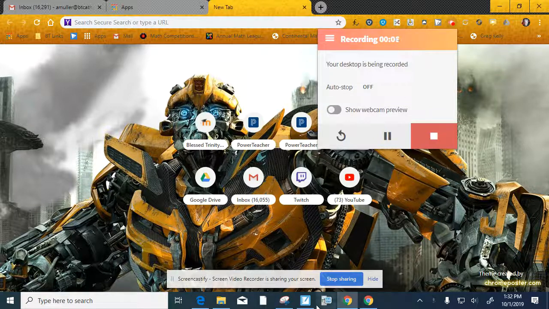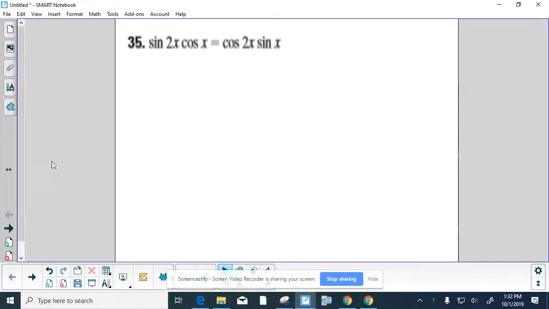Okay, so we're going to do some practice problems here, the questions that you had. This is our review of trig identities and trig equations. When I do this equation, I'm going to set it equal to 0 because the zero product property is our best friend in mathematics, right?